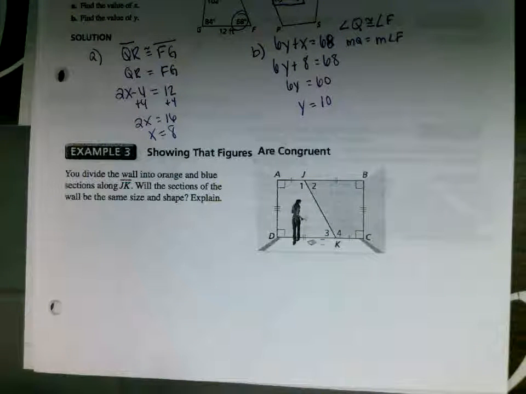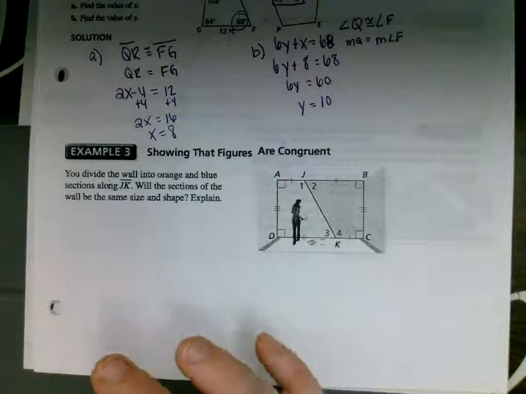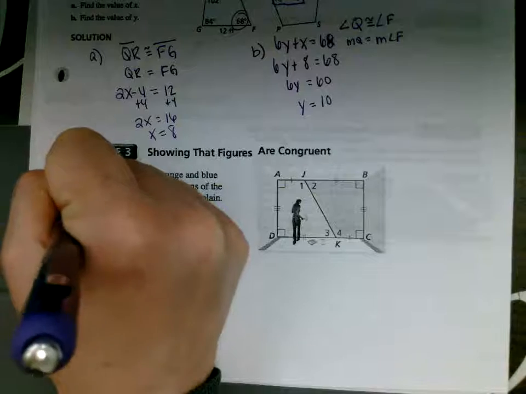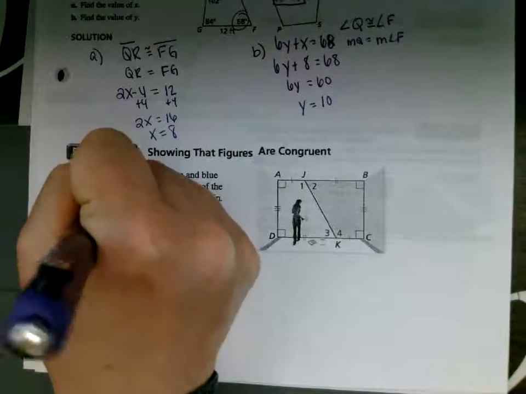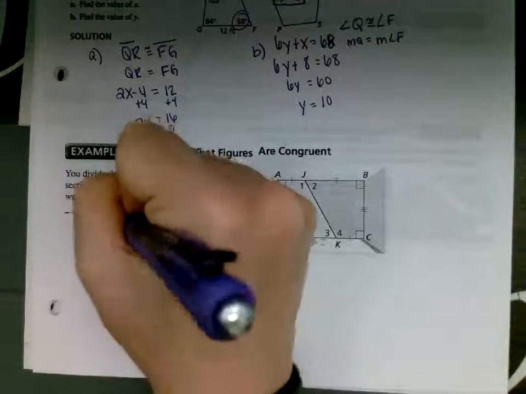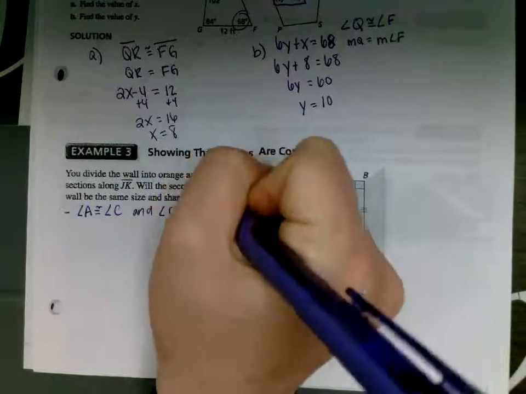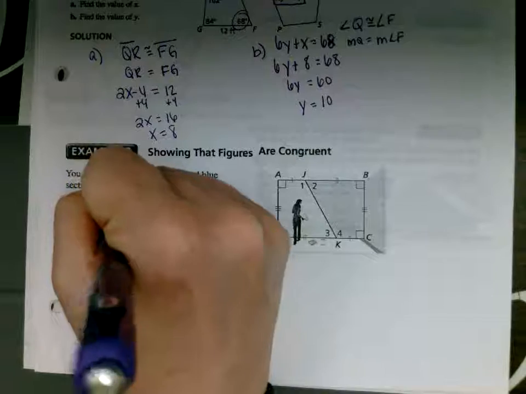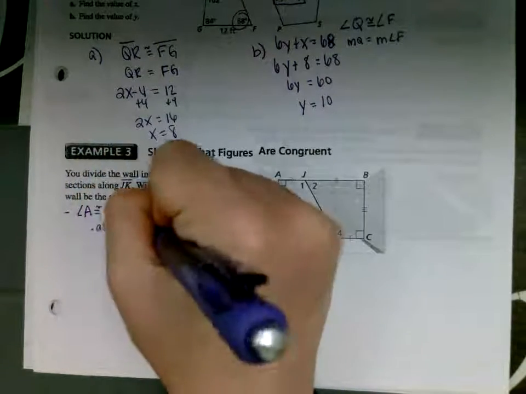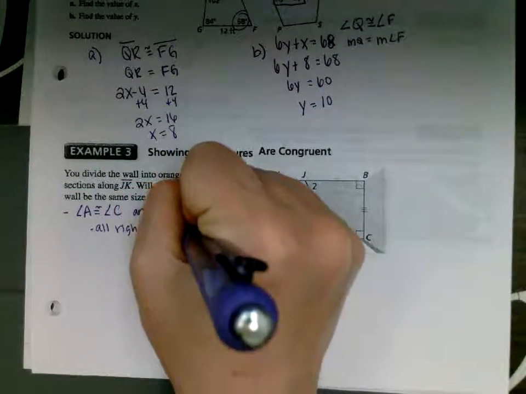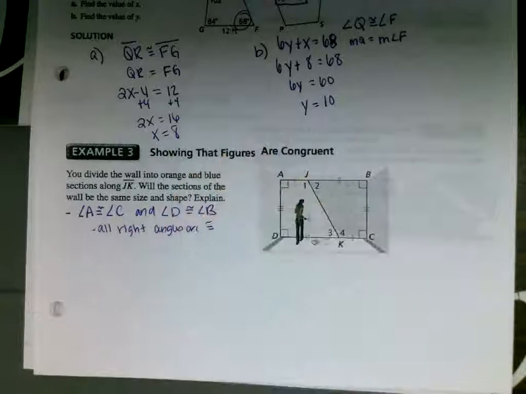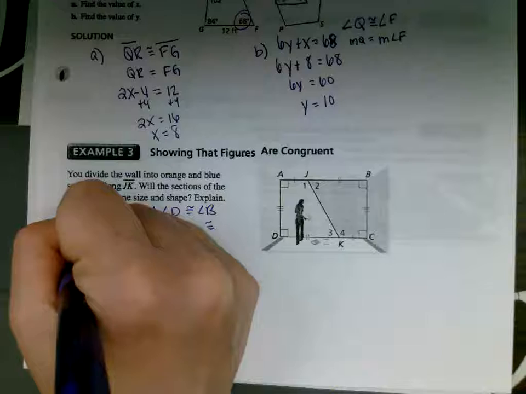So basically, I have a 4-sided figure right now, and in order to be able to say that these shapes are congruent, I need all 4 angles equal to all 4 angles, and all 4 sides equal to all 4 sides. So I know that looking at this picture that angle A is congruent to angle C, and angle D is congruent to angle B, because all right angles are congruent.